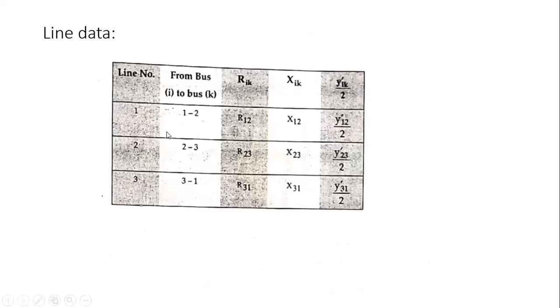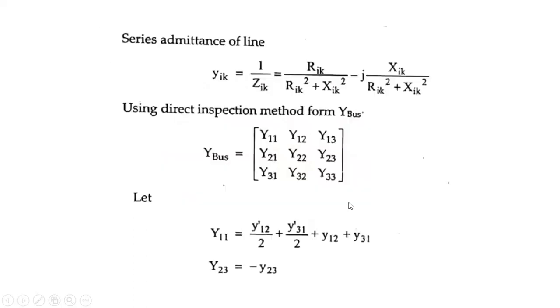This is the given line data: from bus 1 to 2, 2 to 3, and 3 to 1, that is, from bus i to bus k, with R_ik, X_ik, and Y'_ik by 2. For 1 to 2 it is R12, X12, Y'12 by 2. Next, 2 to 3: R23, X23, Y'23 by 2. Next, 3 to 1: R31, X31, Y'31 by 2. By using this line data, we form the Y bus matrix.